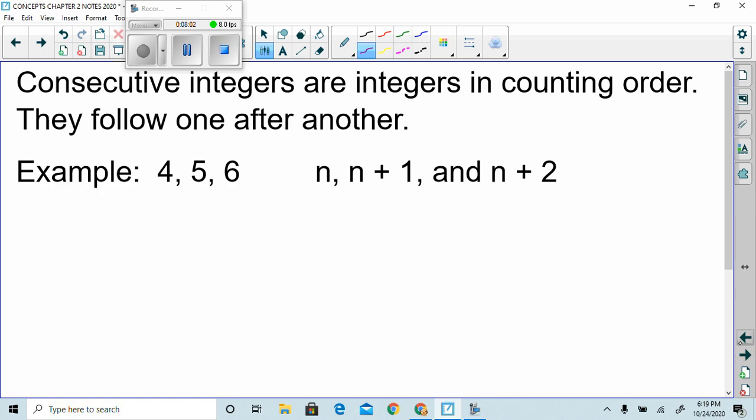The last thing I want to talk about is one of those word problems that I was referring to at the beginning when I said we needed to do some translation. We're going to be talking about consecutive integers. Consecutive integers are numbers that are in counting order. They follow one right after the other. 4, 5, and 6 are consecutive numbers. They can be represented by let n be the first number, n plus 1 the second, and n plus 2 the third. So let's put that into a word problem.